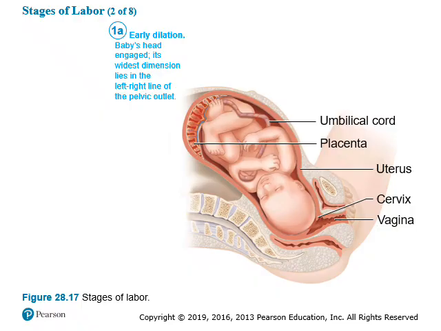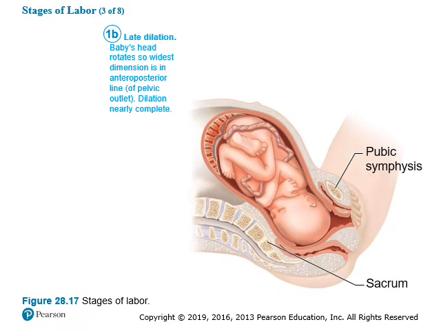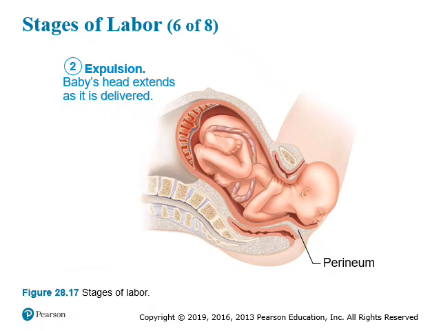The baby's head now is engaged in this particular picture, and its widest dimension lies in the left-right line of the pelvic outlet. And you have the late dilation. This is where the baby's head rotates, so the widest dimension is in the anteroposterior line of the pelvic outlet. Dilation is almost complete here. And then finally, the expulsion, the baby's head extends as it is delivered.